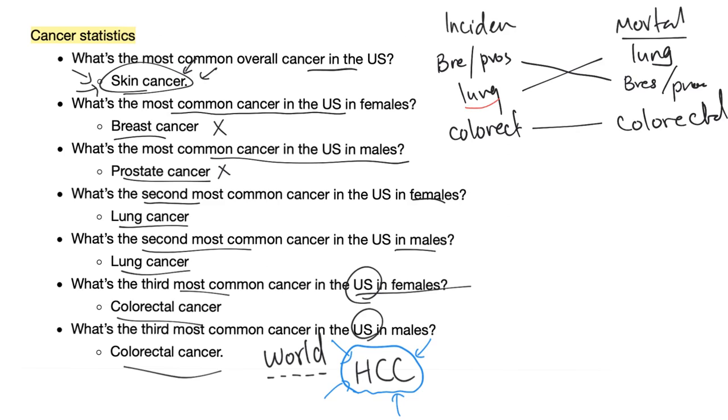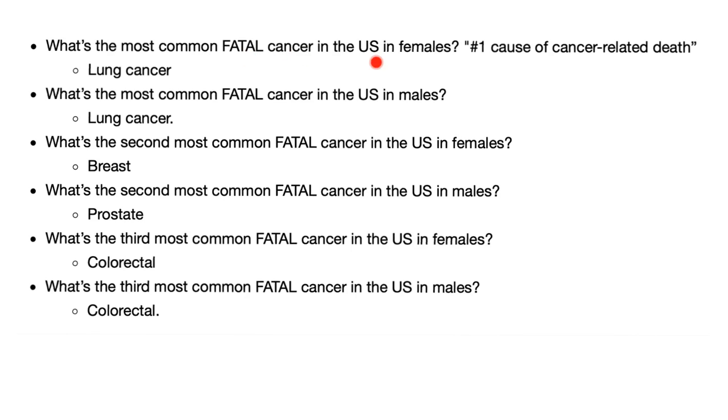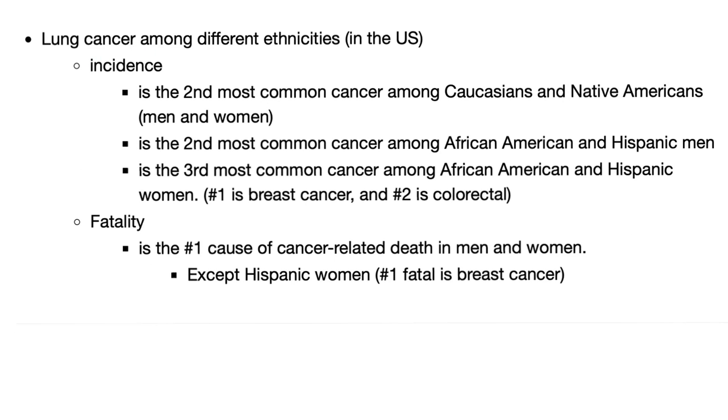Why did lung cancer, although the second most common, become the first most common cause of cancer-related death? I'll tell you why. Number 1, it's very difficult to screen. Number 2, many patients are asymptomatic. Number 3, it's rapidly progressive and rapidly fatal. Most common cause of cancer-related death in the United States, lung. Second most common, breast or prostate. Third most common, colorectal.